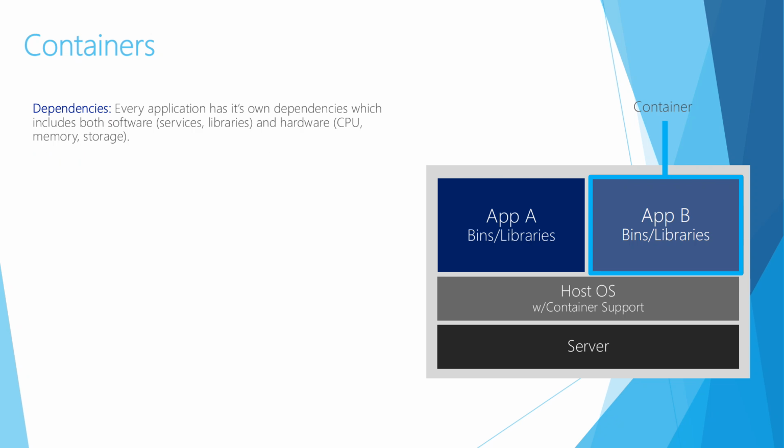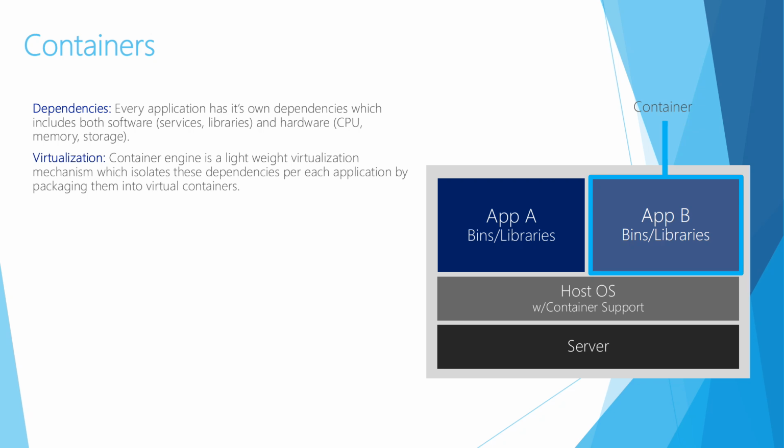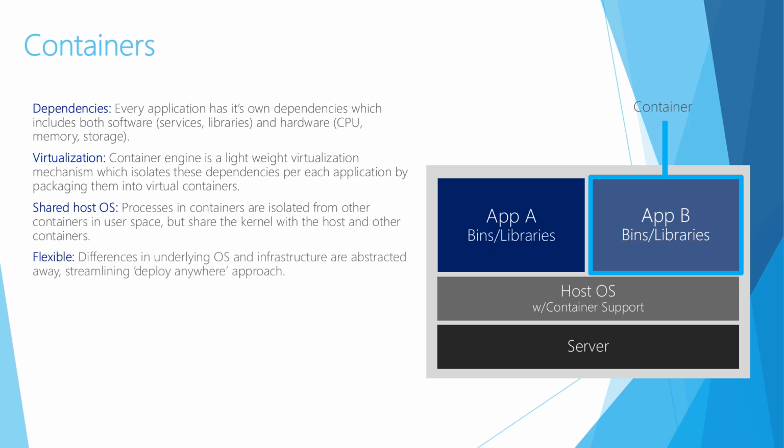So here, just stepping through a couple of the principles. Every application has its own dependencies. The virtualization happens where the container engine, this really lightweight mechanism, isolates all this stuff and packages them into these virtual containers. You have this shared host OS that kind of lays on the bottom.